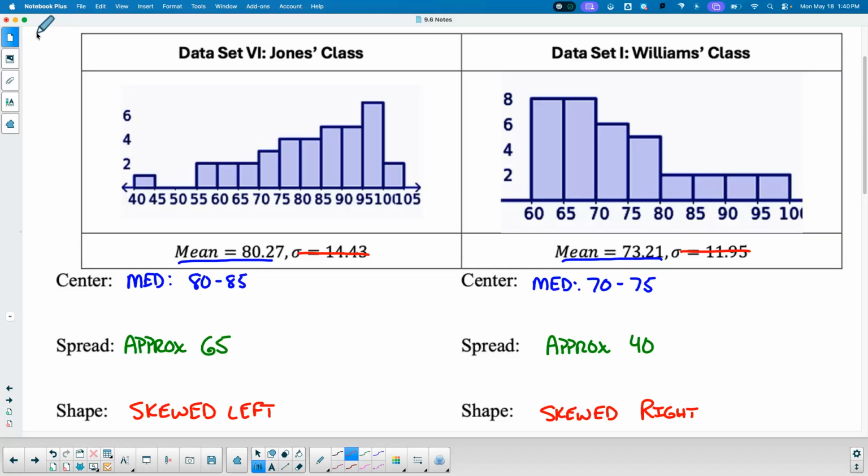Spread. Jones's class had a larger spread, but higher scores. Okay. Williams had a smaller spread, but also had lower scores. Okay. One skewed left, one skewed right. Which one's better? Jones? Yeah, I'd probably go with Jones on that one also.